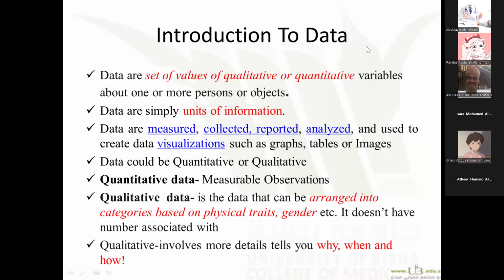But in reality, qualitative data involves more details about reasons and opinions. It tells you details about questions like why, when, and how. These are open questions which require explanation as an answer. So this is about qualitative data.